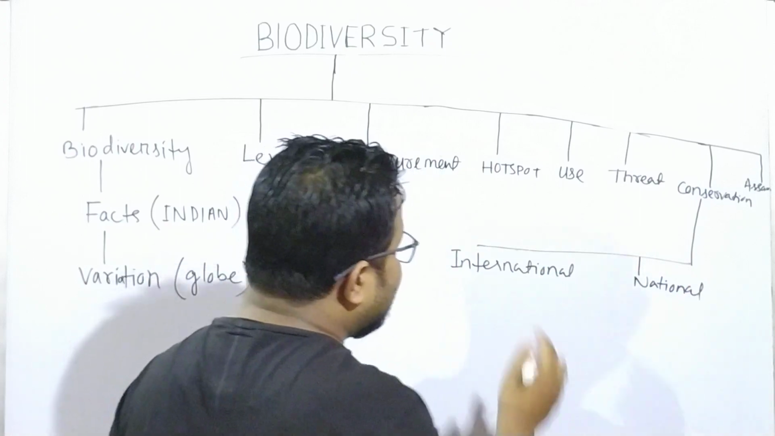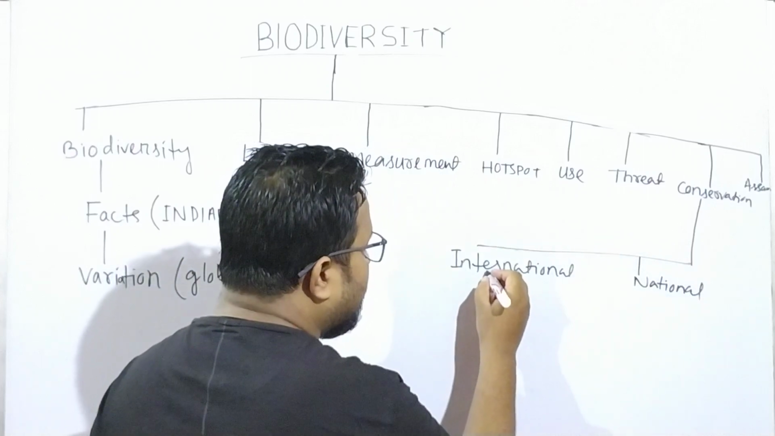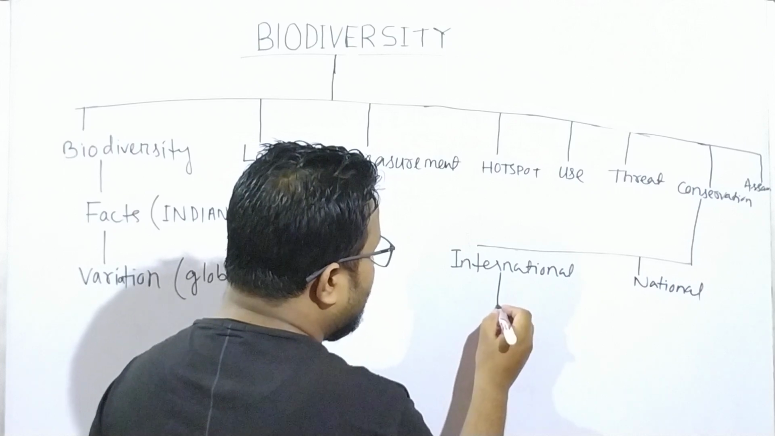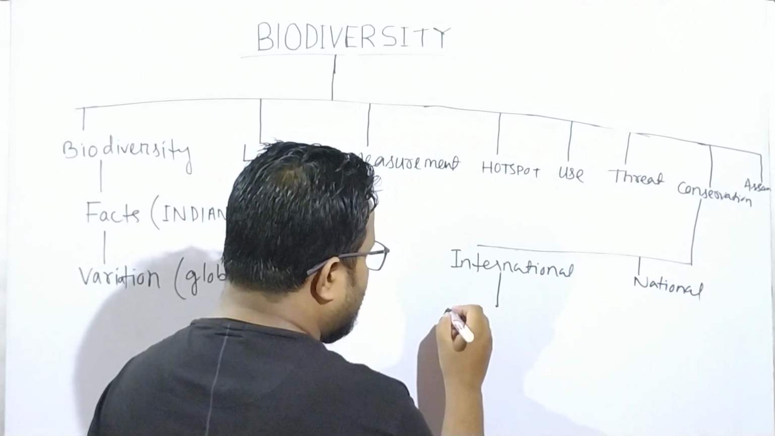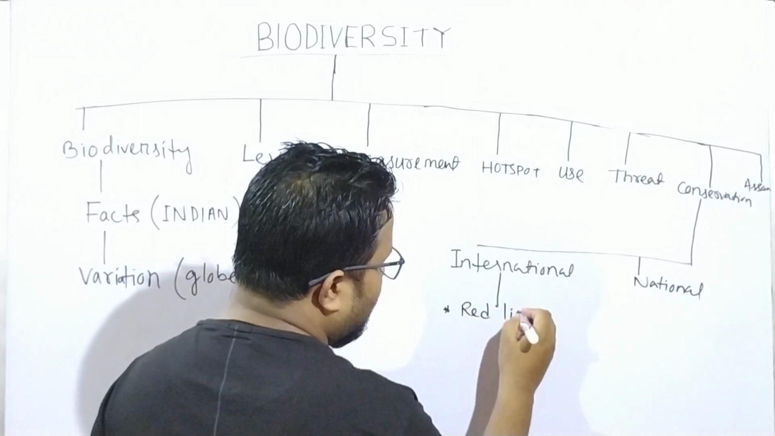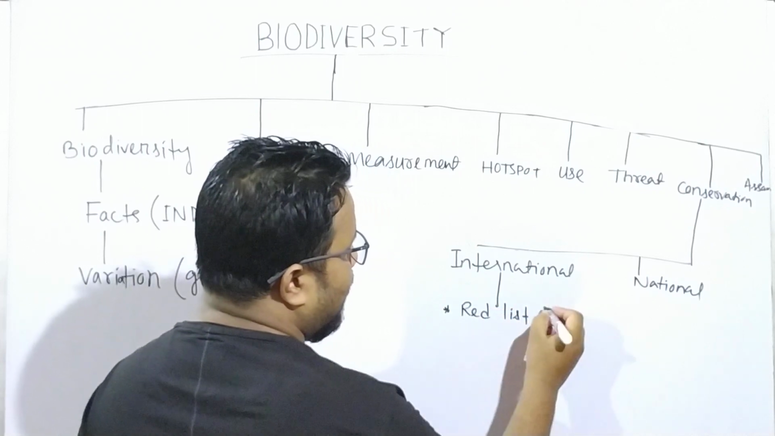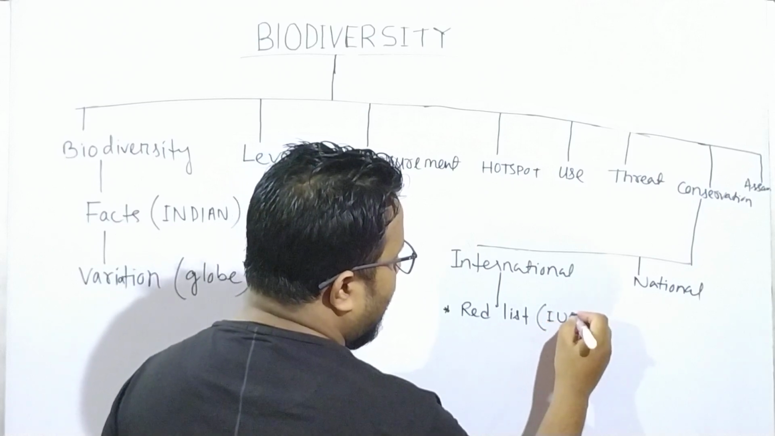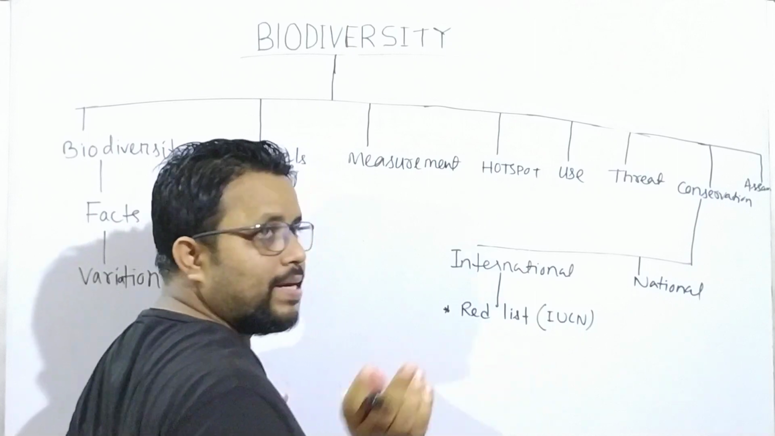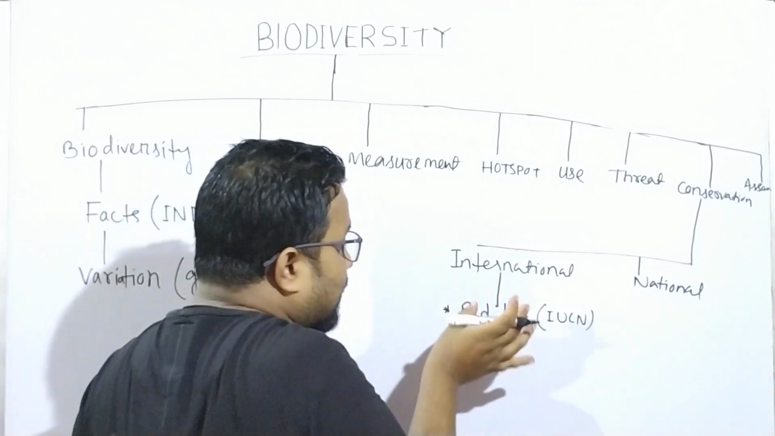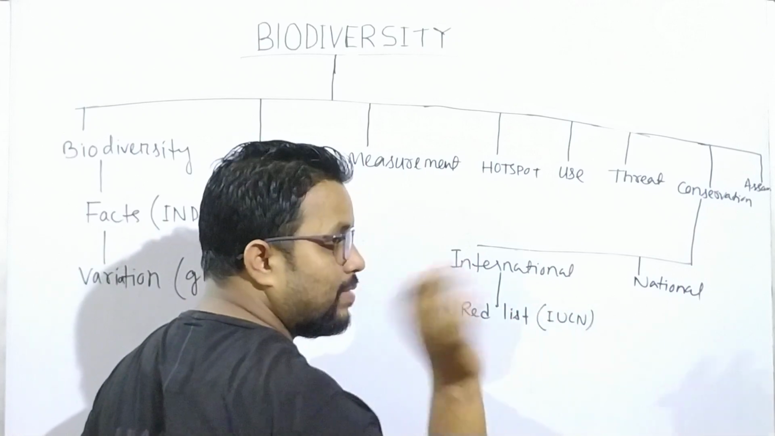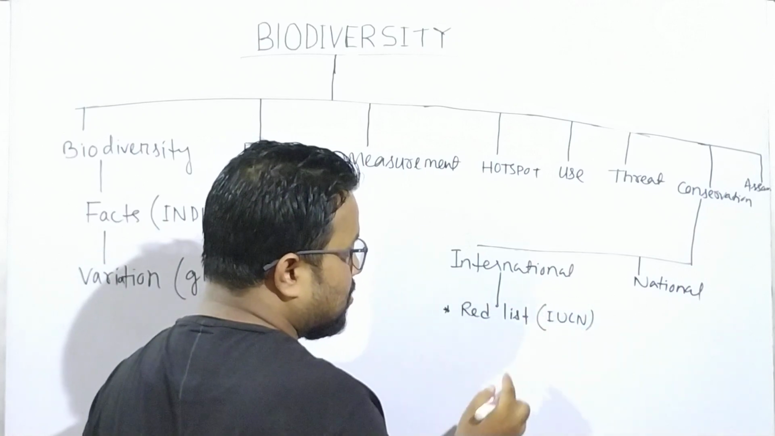Now, what are the international measures? First is the Red List. It is done under IUCN, and I already covered the Red List in the Dihing Patkai class. When I discussed Dihing Patkai, I mentioned what the Red List is and how it is done. So follow that if you want to know what the Red List is.